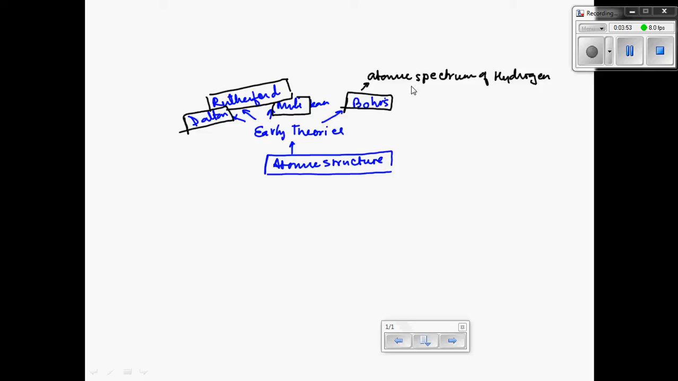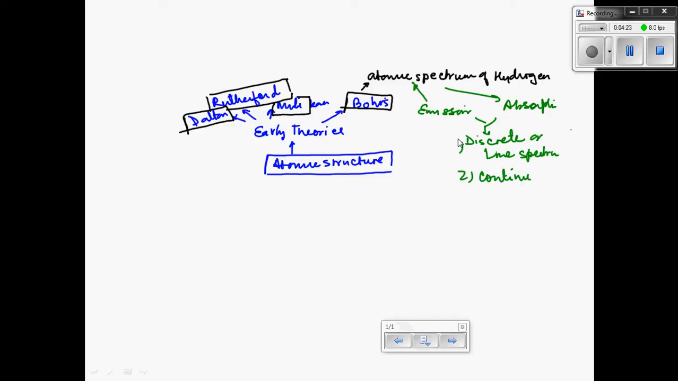Now, just talking about atomic spectrum, first let's clarify what this is. Atomic spectrum can be of two types, emission or absorption. Both of these together make up a discrete or line spectrum. And then there is another type of spectrum which is called continuous spectrum. Continuous spectrum has all the wavelengths in it, like the solar radiation. But line spectrum has only certain wavelengths in it.